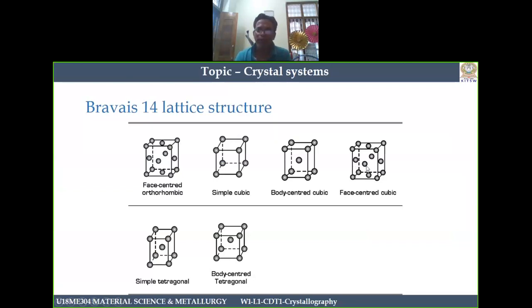There are a total of 6 faces for a cube: 1, 2, 3, 4, 5, 6, including front and back. So 6 additional atoms will be there. So 8 plus 6, 14 atoms will be there in a unit cell. Here only 8 atoms, here 9 atoms, here 8 plus 6, 14 atoms. And here simple tetragonal, you can see body-centered tetragonal, same as that of the cubic, but it's a tetragon.